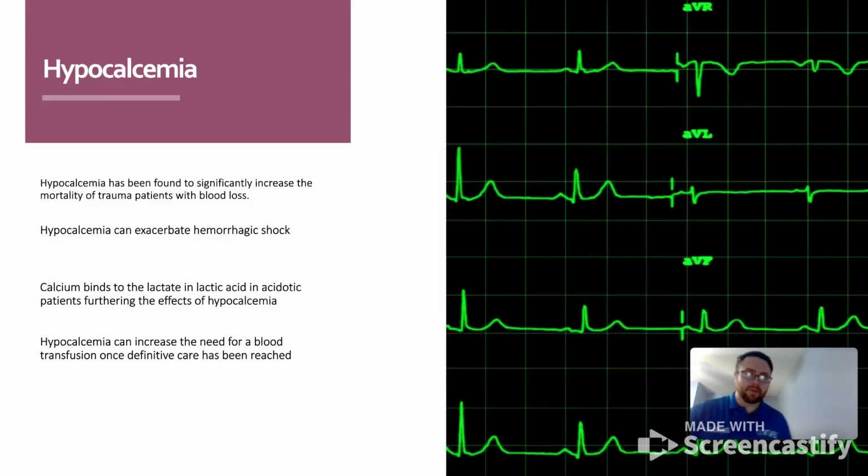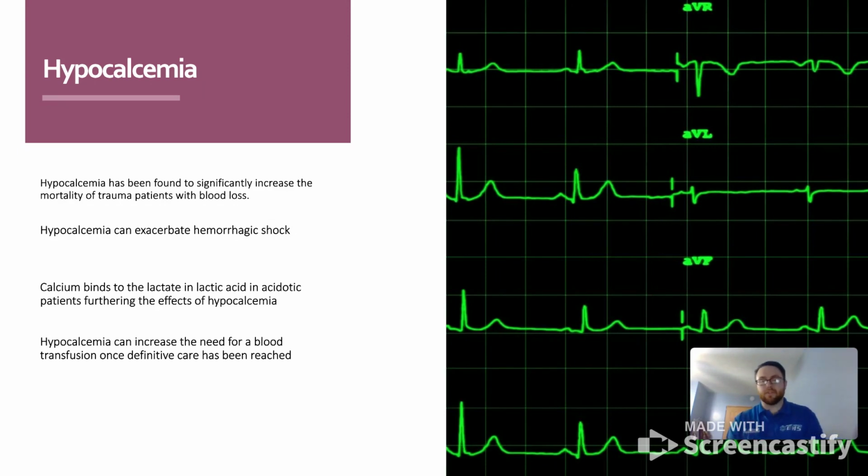Alright, finally, we're getting to the last section here, hypocalcemia. Hypocalcemia is basically just a reduced amount of calcium in your body. It can be found to significantly increase the mortality of our patients with blood loss. It could exacerbate hemorrhagic shock. The way it does this, it binds to the lactate and lactic acid, and it further drives home the acidosis in our patients, as well as lowering the amount of calcium available in our bodies.